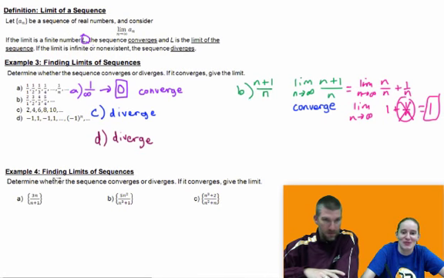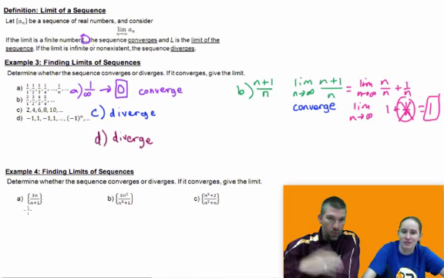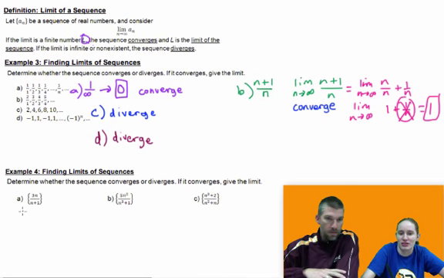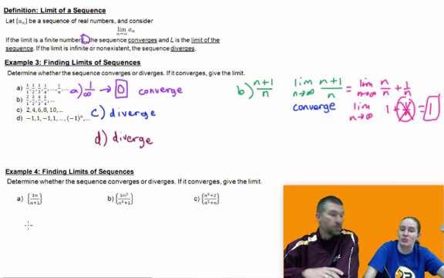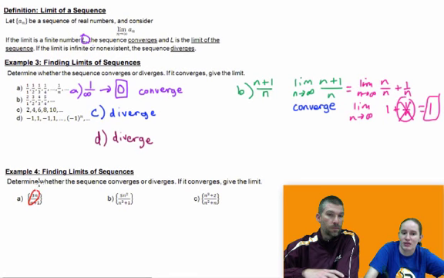Okay. Example 4, finding limits of sequences. Determine whether the sequence converges or diverges. If it converges, give the limit. Didn't we just do that? But now they're giving us the actual thing. This is where, if you graph it or you remember your horizontal asymptote rules, it's really helpful. We had a rule for horizontal asymptotes that if they're the same degree on the top and the bottom, all you have to do is take those coefficients.